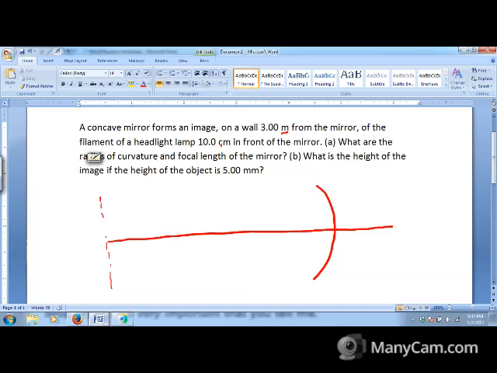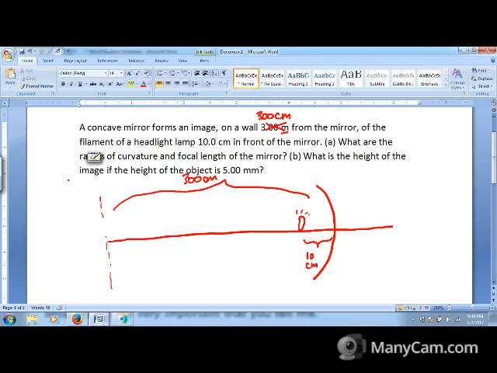Well, I'm given units in meters and I'm given units in centimeters and millimeters. I just like to convert everything to one thing and be consistent. So 3 meters we know is 300 centimeters. So this distance is 300 centimeters. The filament of a headlight lamp is 10 centimeters in front of the mirror. So about 10 centimeters in front, we have a lamp. That lamp has light in all directions. And this distance is about 10 centimeters.